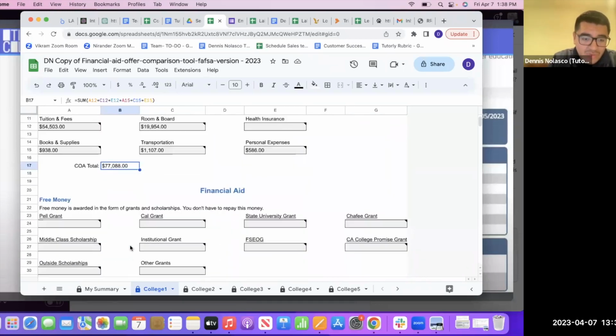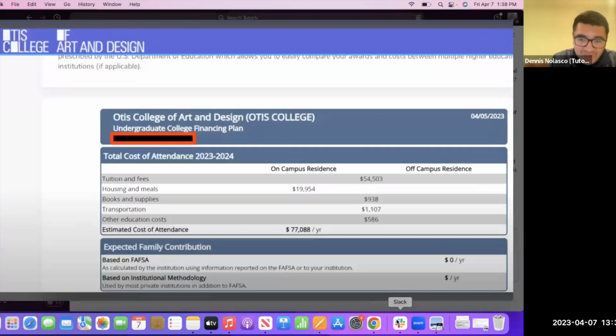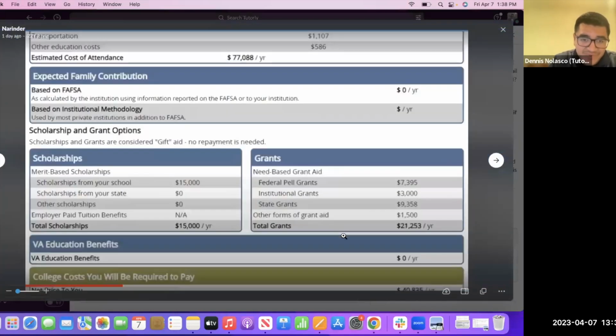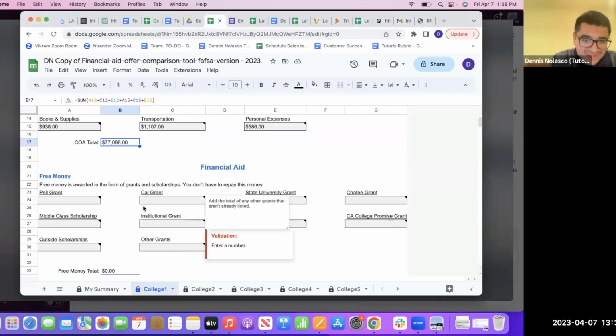Now we're going to scroll down to financial aid, so what Otis College offers. You can see it's broken down into a couple of different things. We have scholarships on one side and grants on the other side. Both of these are essentially money that the school is going to gift you. It has a little explanation here: scholarships and grants are considered gifts and do not need to be repaid. You can see this person didn't get any scholarships from the state, but they got scholarships from the school. So we're going to put that 15,000.